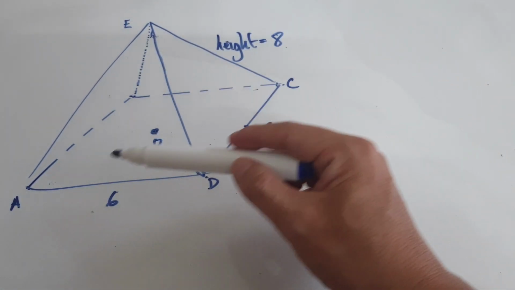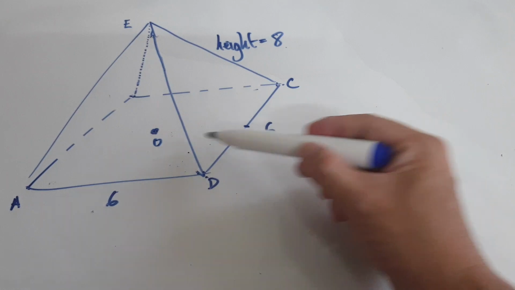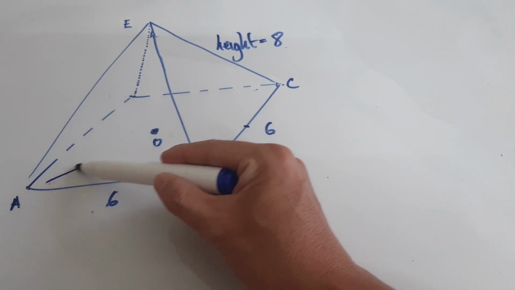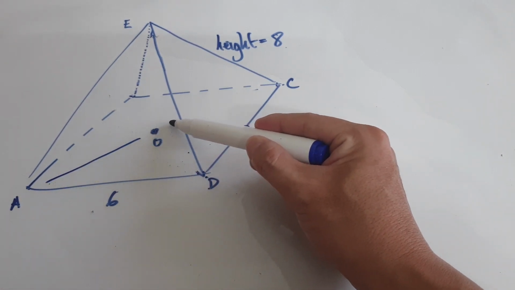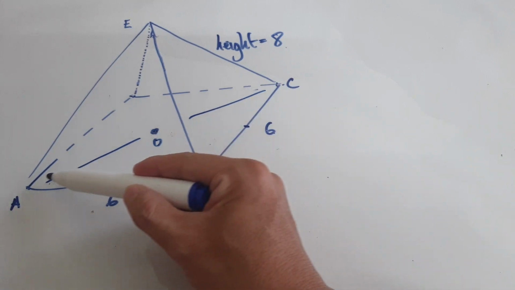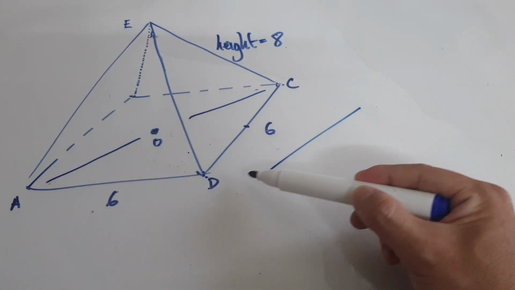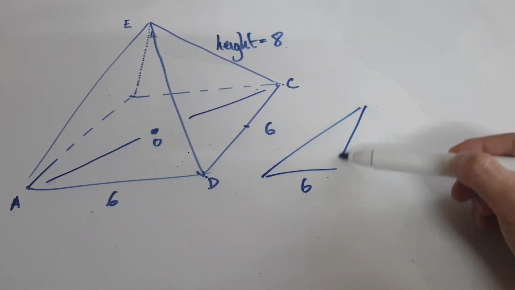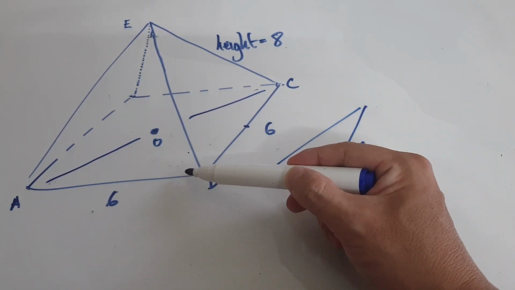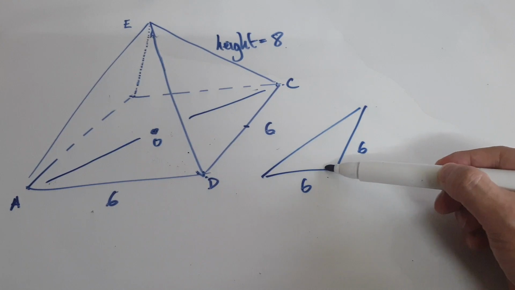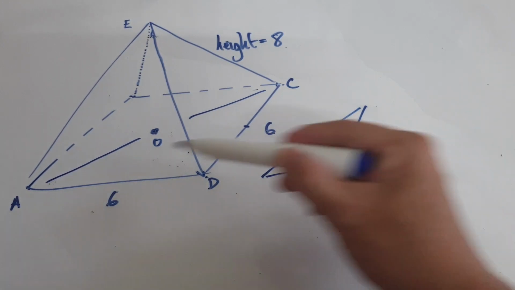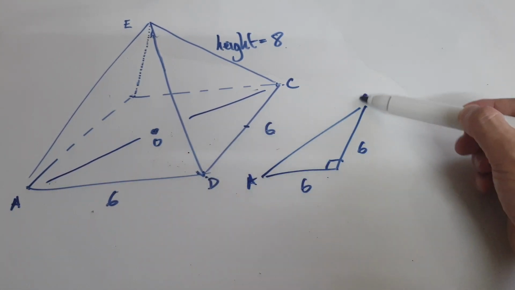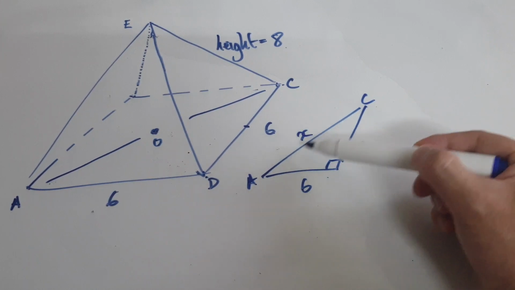So our job is to find AC. So AC is this diagonal length here, going through the center. So this AC here, and then you've got your length of 6, and this is also 6. So I hope you can see there's a right angle triangle here. So this is your right angle here, and AC, so this is A and this is C. Our job is to work out this length.